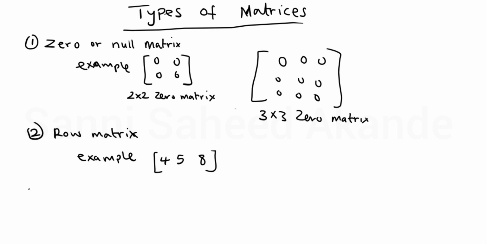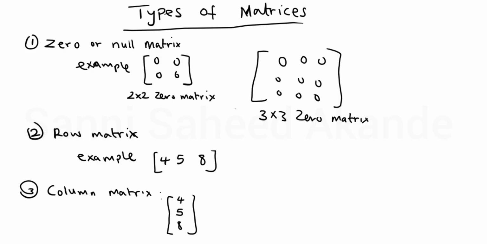Number 3 is a column matrix. This is when you are just having one column. For example, you have 4, 5, and 8. Here we are having just one column, though we have 3 rows. Since we have one column, we call it a column matrix.